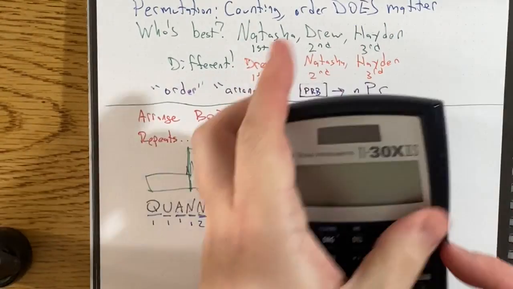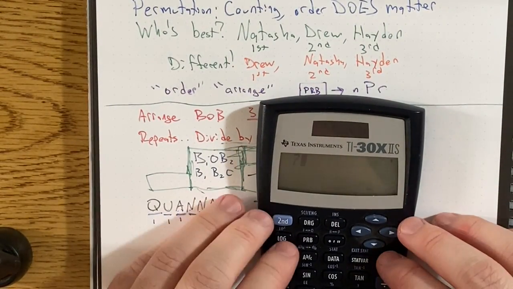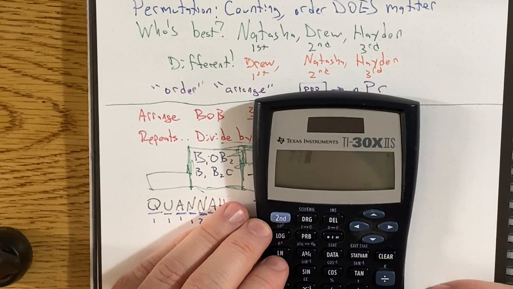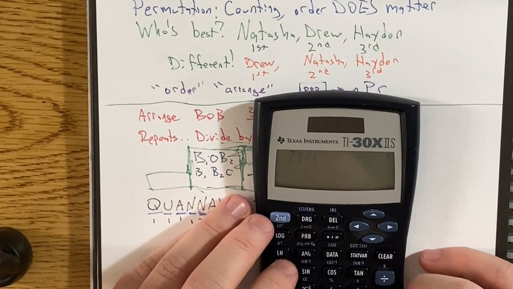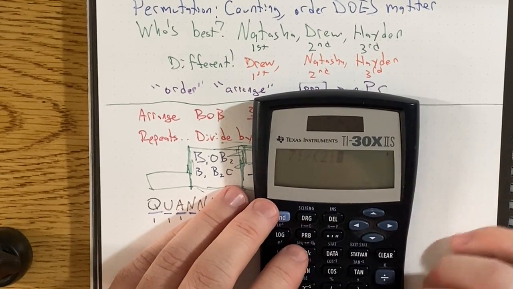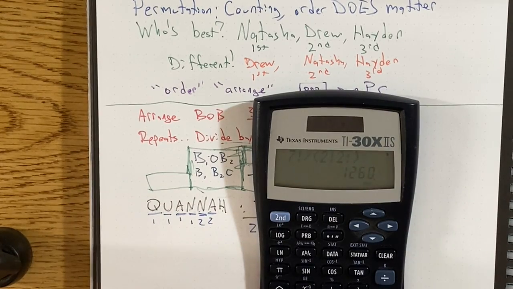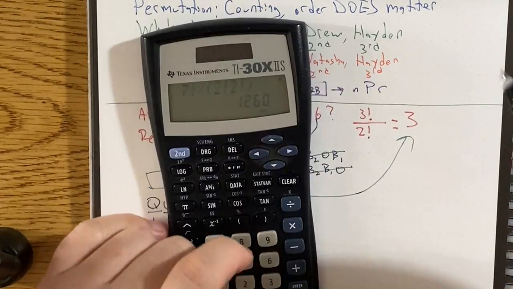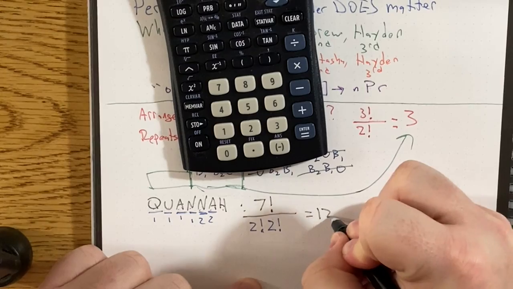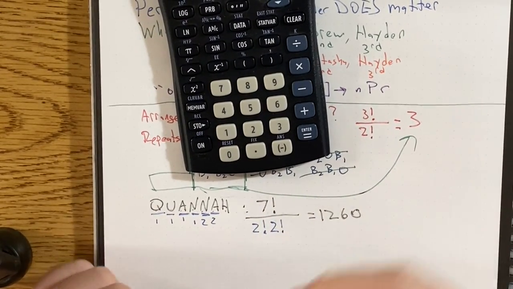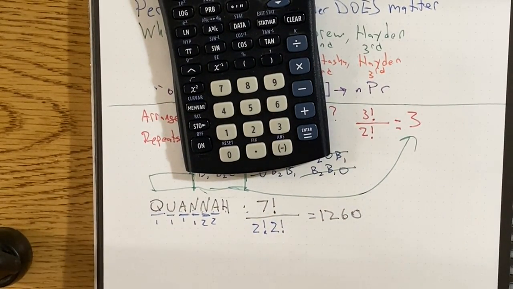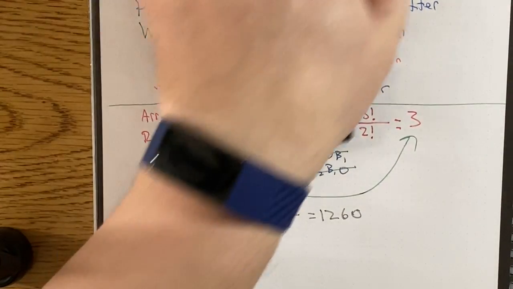Let me just show you how that would look in a calculator. 7, PRB, exclamation point, divided by parentheses 2, PRB, exclamation point, 2, PRB, exclamation point, and we get 1,260. So just be careful when there's repeat letters, because that could screw everything up. All right, let's turn this back over.